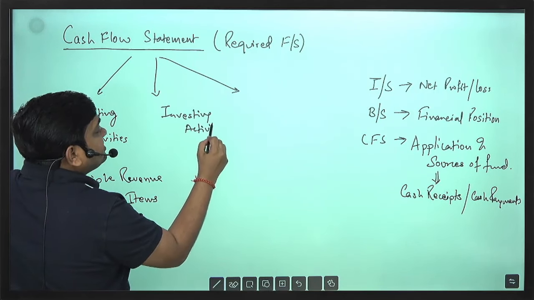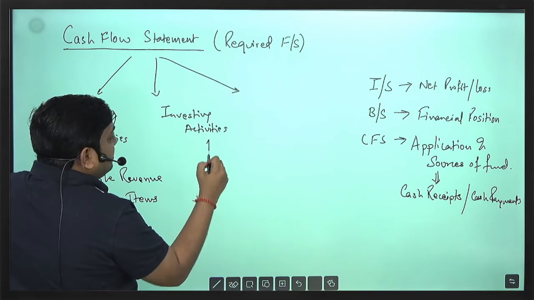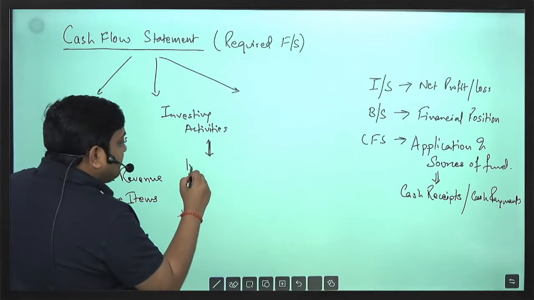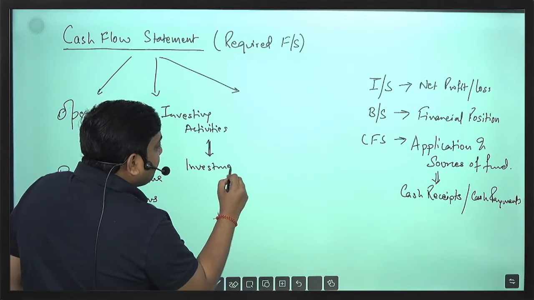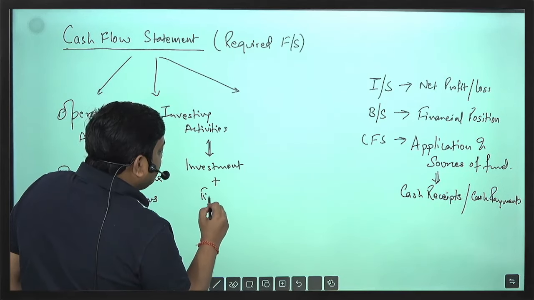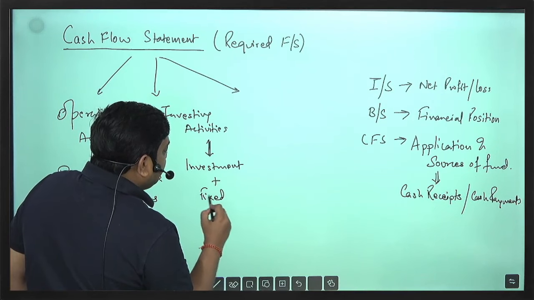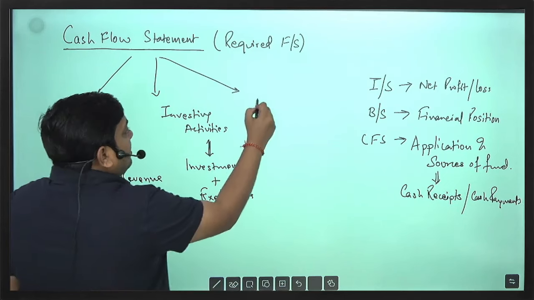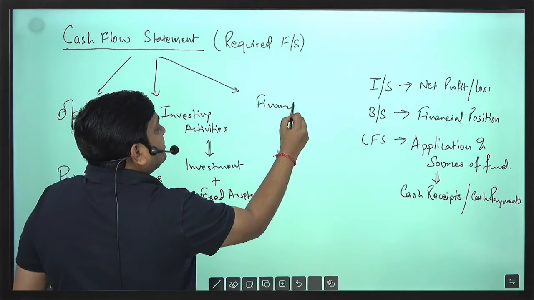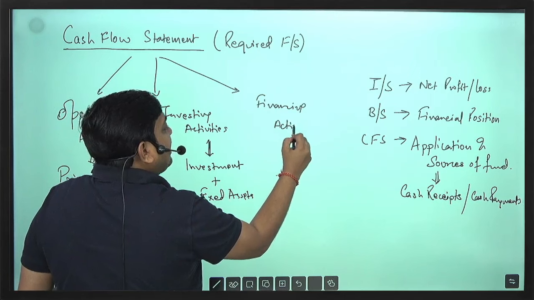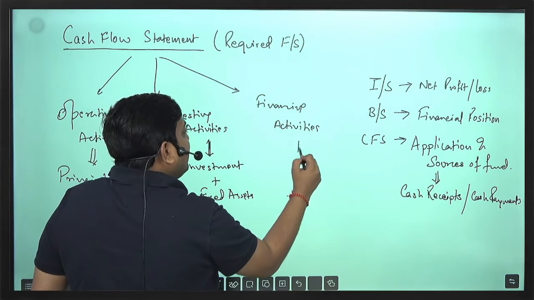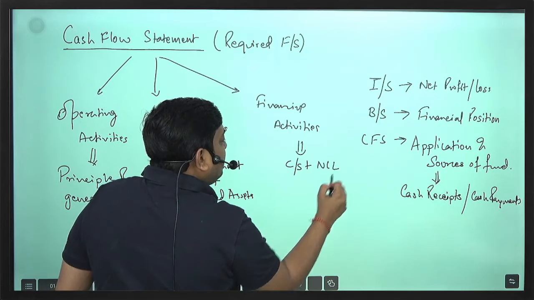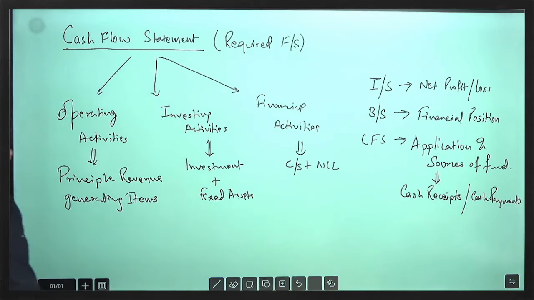When I talk about investing activities, this is completely FAR 3, like investments plus fixed assets. Another activity is financing activities. Here we'll be talking about common stock, non-current liabilities, that is loans and all.